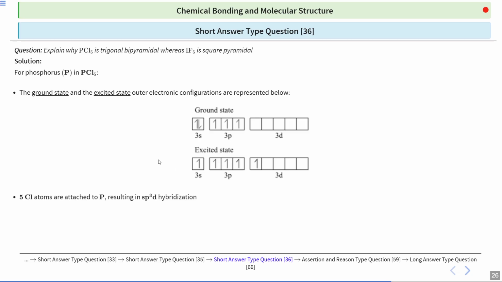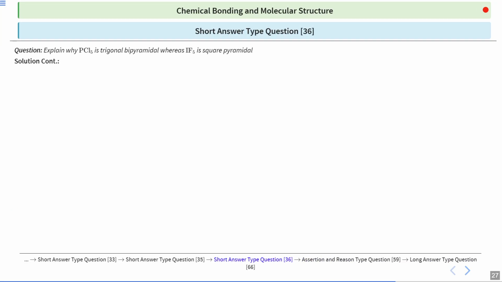From this perspective, the IF5 structure is very, very important, both its electronic structure and its actual geometry and shape. Okay, it's an important one. Now, 5 chlorine atoms are attached to the phosphorus. It will result in sp3d hybridization. So the 3s, 3 orbitals of 3p and 1 orbital of 3d will hybridize to give sp3d hybridization. Now this will overlap with the chlorine atoms to give you the final molecule.